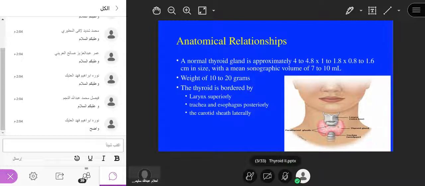Let's remember the anatomy of the thyroid. It's just going to help us now in the clinical features. Normally the thyroid gland is about 4 centimeters in size in 2 dimensions, so it's a small gland. The mean volume is 7 to 10 ml. It weighs 10 to 20 grams. The thyroid is bordered superiorly by the larynx, posteriorly by the trachea and esophagus, and by the carotid sheath bilaterally.